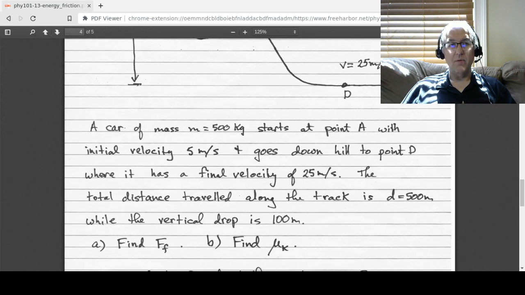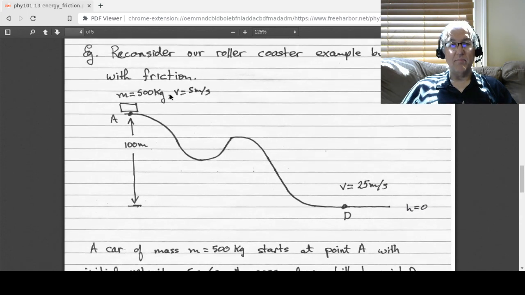Let's look at what I wrote in English. A car of mass 500 kilograms starts at a point A with an initial velocity of 5 meters per second and goes downhill to point D, where it has a final velocity of 25 meters per second. The total distance traveled along the track is 500 meters, while the vertical drop is 100 meters. Let's make sure we understand those two numbers.